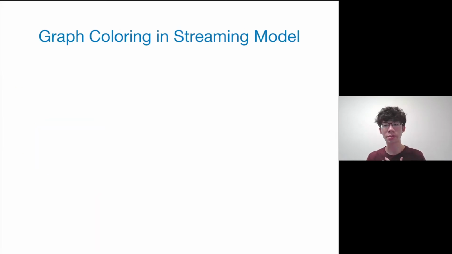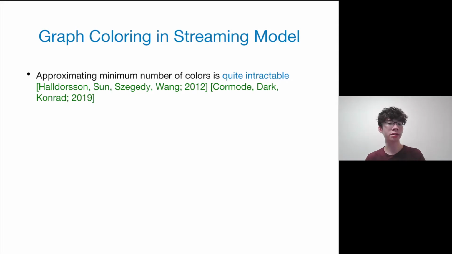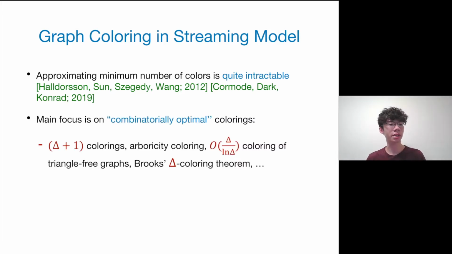Great. So what is known about graph coloring in the semi-streaming model? Well, approximating the minimum number of colors is quite intractable. This is not surprising because it's NP-hard anyway. So the main focus is going to be on combinatorially optimal colorings. These are things like delta plus 1 colorings, or colorings based off other properties of the graph like degeneracy, or if you impose some additional restrictions on the graph like triangle-freeness, you can get some better bounds as well. But the main idea is that these are colorings that you know exist for the graph because of mathematics. But the hard part computationally is to find the coloring, to come up with an example of such a coloring.